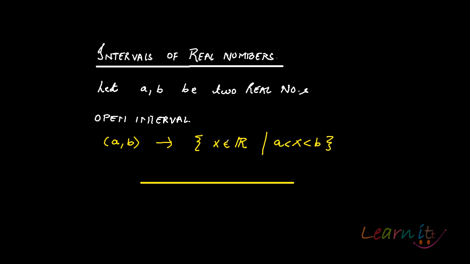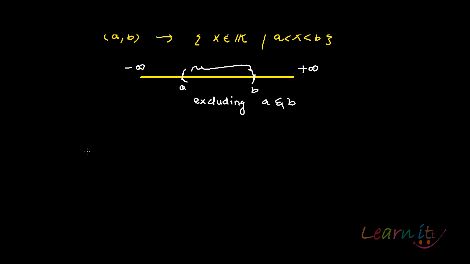So for example, if I have a real line like this, from this end it moves to minus infinity, from this end it is moving to infinity. Now A and B are two real numbers like this. An open interval essentially contains all the numbers between A and B, excluding A and B themselves. That's what an open interval is.